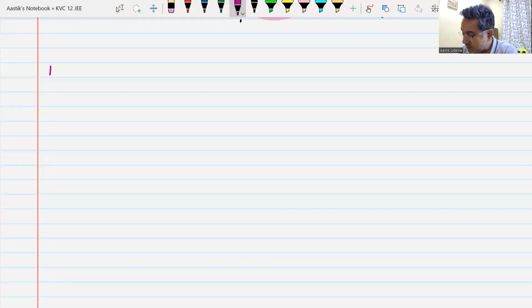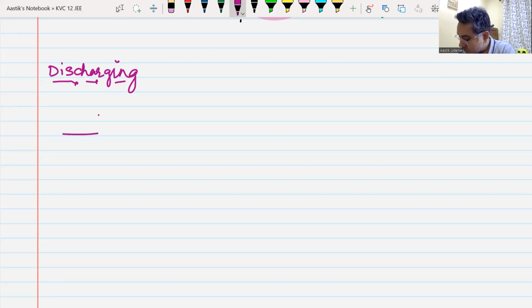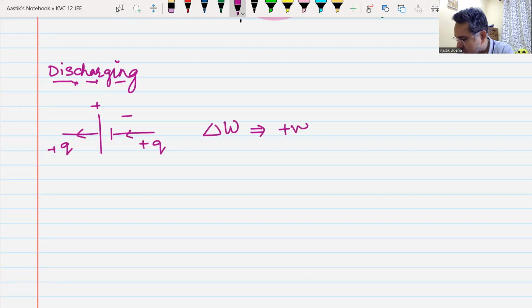I will give you again discharging. When the battery is getting discharged, this is the diagram that you will get. Charges will flow like this. And also remember, work done by the battery is taken as positive because the battery is doing work. Discharging, this happens, then what happens in charging?